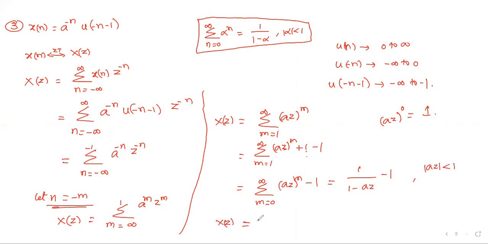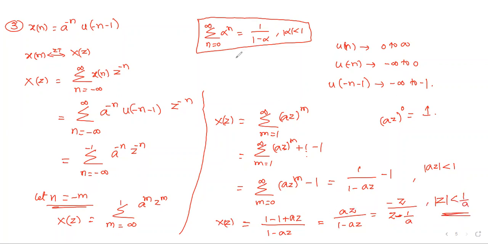Now your X of z will become, you take the LCM as 1 minus az, what we will get? 1 minus 1 plus az. You can write it as az divided by 1 minus az. So you can write like this. Otherwise you just take a common, what we will get? z divided by z minus 1 by a. You can write it as z by z minus 1 by a, here minus z by z minus 1 by a. What will the ROC become? Mod z is less than 1 by a.